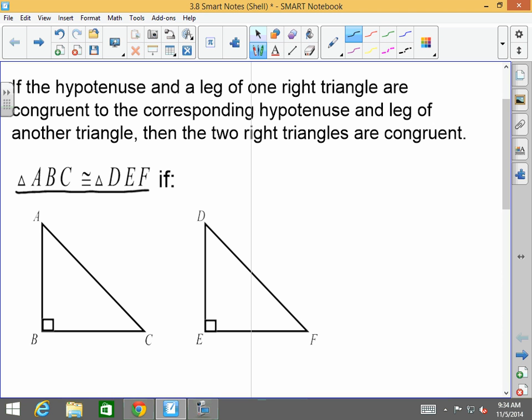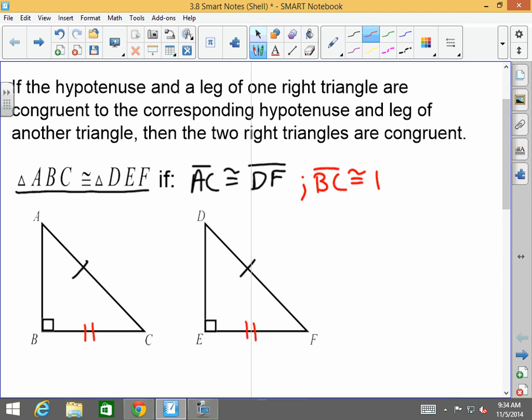For sure, guaranteed, AC has to be congruent to DF. Why? Because that's a hypotenuse. And for this to be congruent because of HL, either BC has to be congruent to EF. If that's what they give you, you know that these are going to be congruent because of HL. One corresponding leg is congruent, and the hypotenuses, which are corresponding, are congruent.